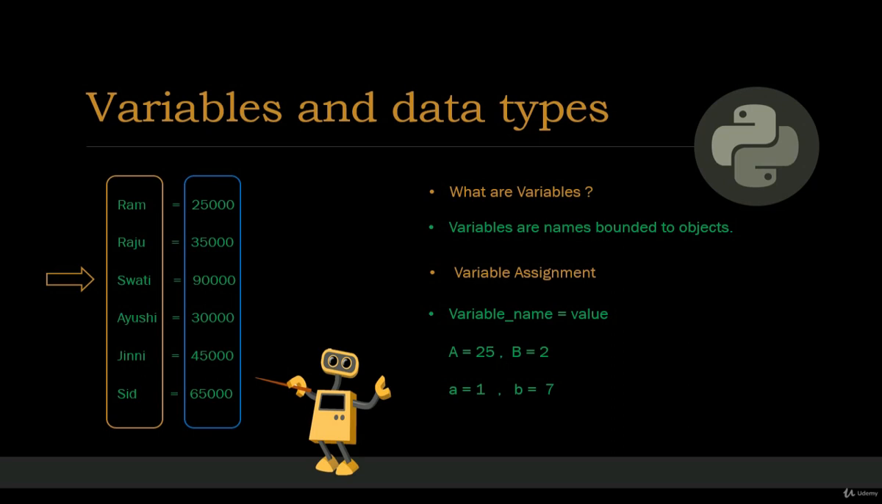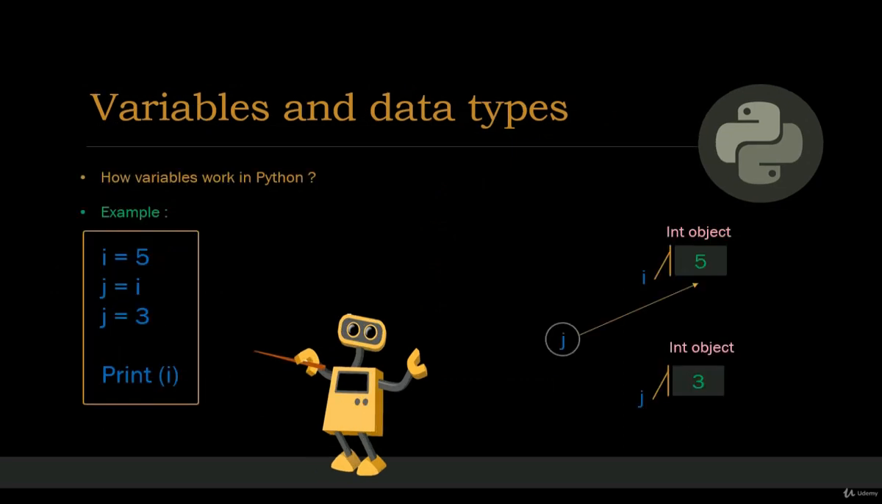For example, a equal to 5 is a variable assignment where a is the variable and 5 is the value. Now that you know how variables are assigned in Python, it is better to know how variables are stored and how they work in Python. Have a look at this assignment operator. When we do something like i equal to 5, Python first identifies the constant value. Since it's an integer, it creates an int object in physical memory storing 5. It creates a variable called i and binds this variable to the memory location or the object.